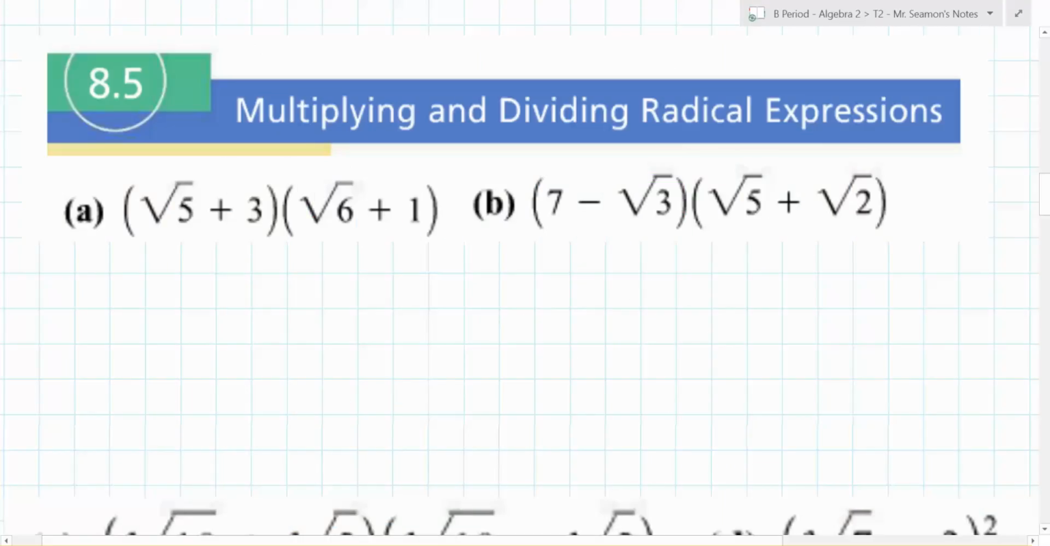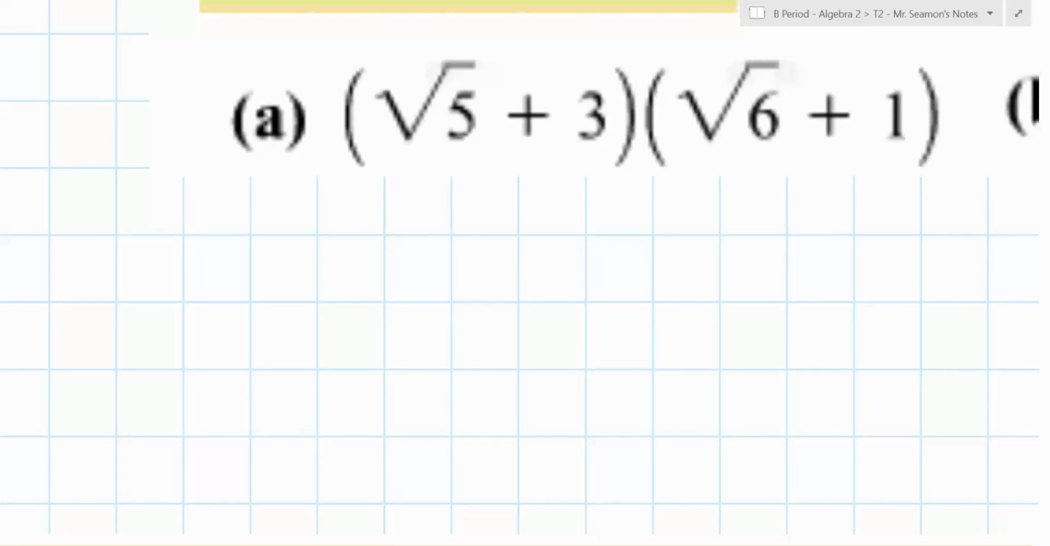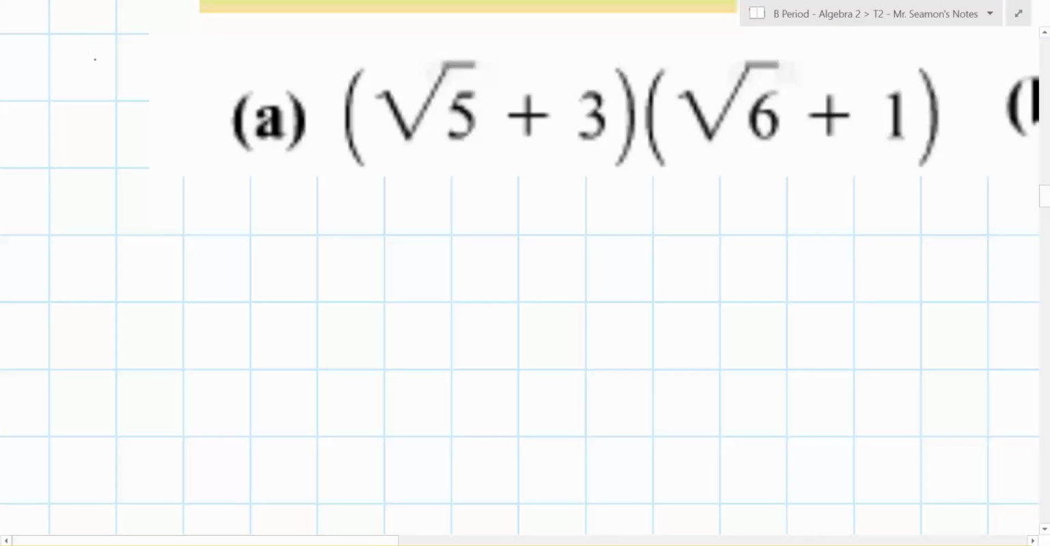We are going to take what we've learned and apply it to multiplying and dividing radical expressions. No new rules are being invented here, Hannah. No new rules. We have 2 things in parentheses here that need to be multiplied together. So what's the basic rule here that we're going to have to follow? Distribute, exactly. Everything in the first set of parentheses has to get multiplied by everything in the second set.